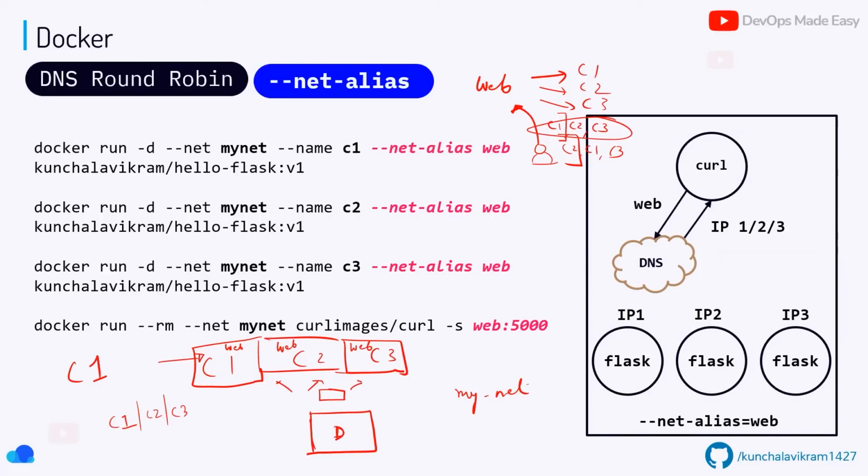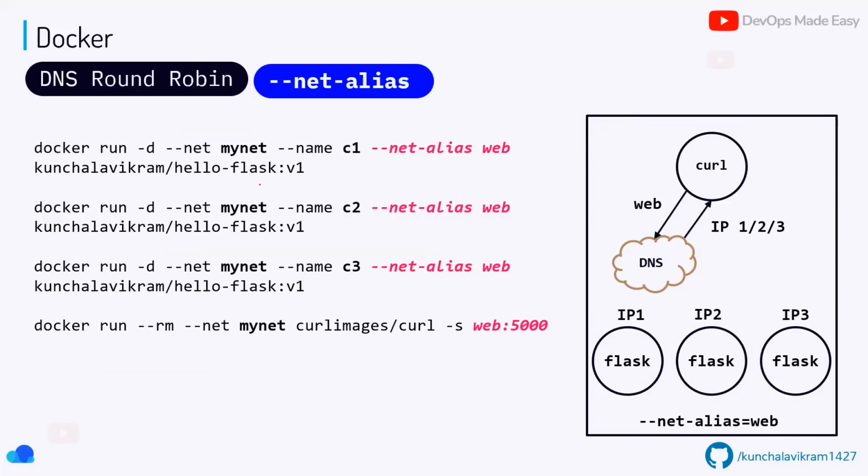Now using a DNS name, net alias, what I'm trying to achieve is load balancing based on the DNS name. And again, it is round robin because you are connecting to a different service container every time. So this is DNS round robin. Any questions? Yeah, but it doesn't consider the load, right, on the containers? No, it doesn't consider the load.